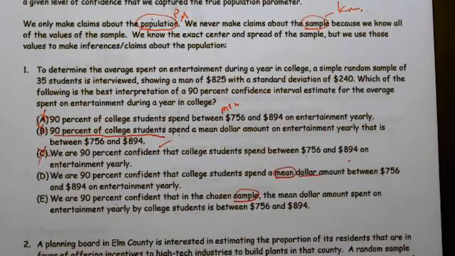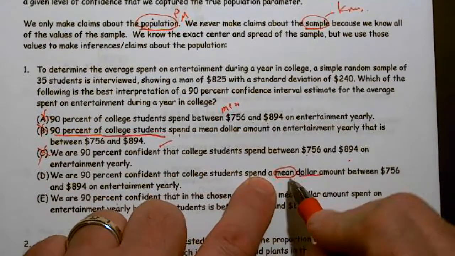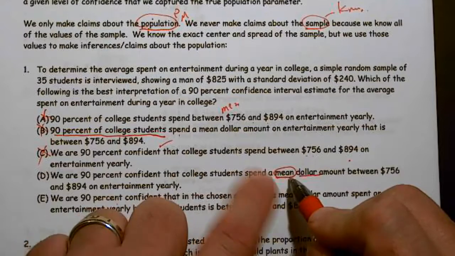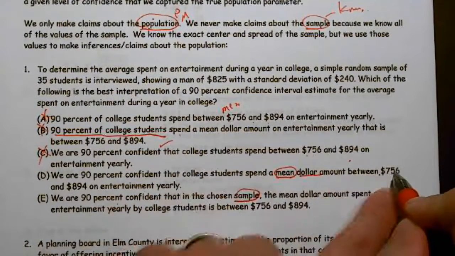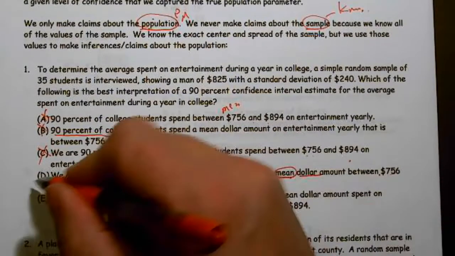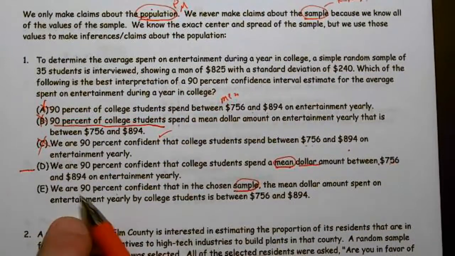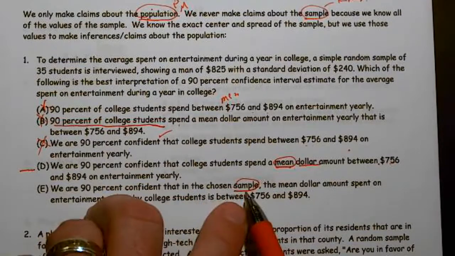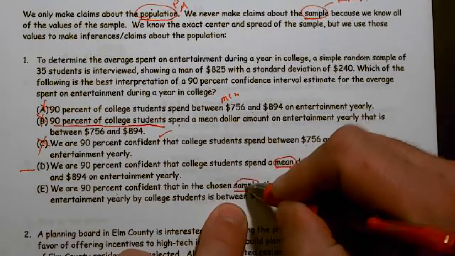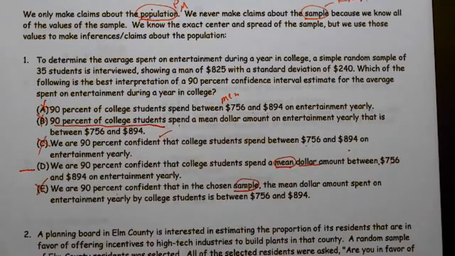So that's wrong. We are 90% confident that college students spend a mean. I'd like this to say true population mean, but spend a mean dollar amount between this and this. So on average, we are 90% confident that they spend between this. This looks like a pretty good possibility. We'll keep it as a possibility. We are 90% confident that the chosen sample, oh, wait a second. We're talking about the sample. We do not talk about the sample, we talk about the population. We're making claims about the population. So the only one that could be right is D.